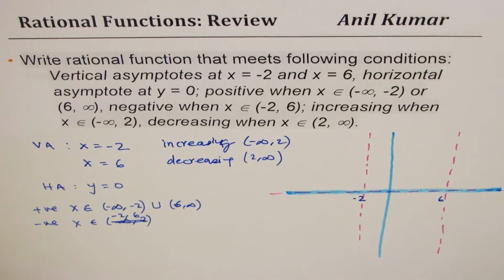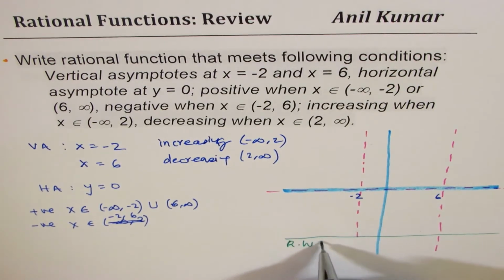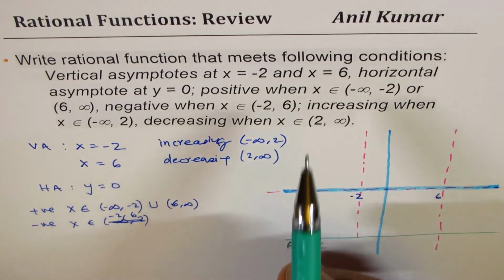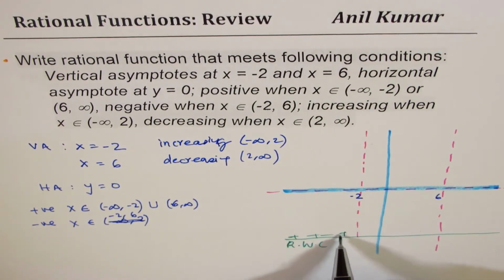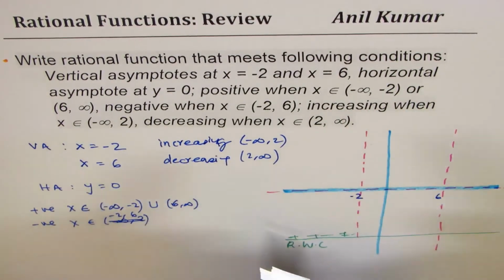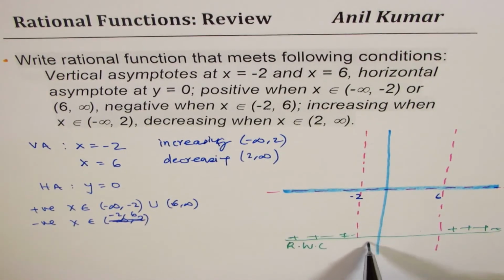So what I do here is I just make a rough work here. So let's say this is my rough work column. Now I'm saying it is positive from minus infinity, so it is positive here. It does make sense. Or 6 to infinity is positive here. Do you understand? And negative between these two, so it's negative here.